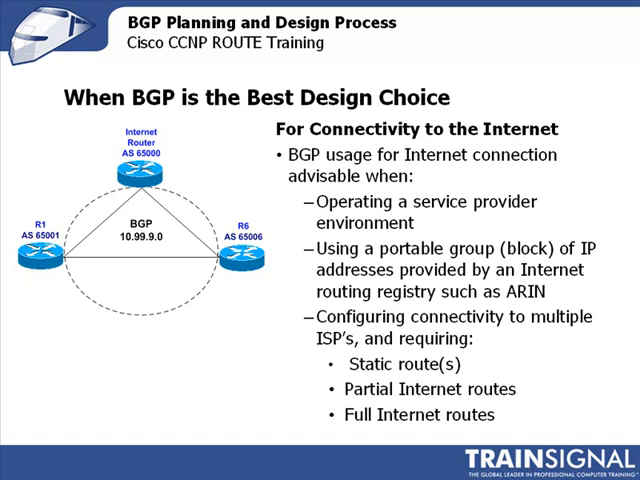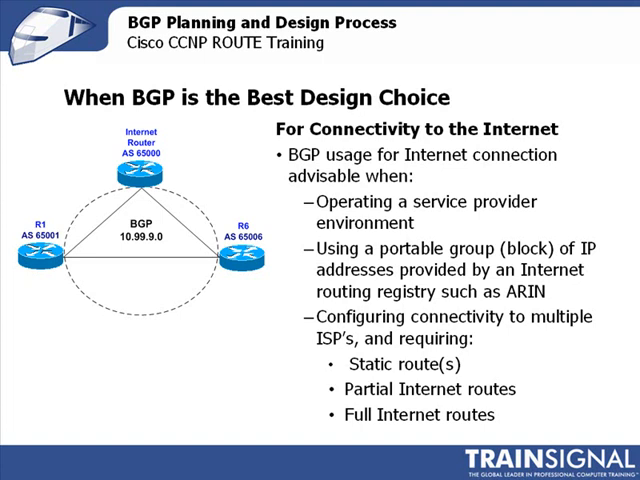However, BGP is advisable for internet connectivity under these following conditions. If you're operating a service provider environment, with not necessarily the size of an AT&T or a Verizon, but if you have a multiple internet connection service provider type environment, you need to use BGP. Another situation is you have what's called a portable group or portable block of IP addresses, which you have obtained from an internet routing registry. For instance, ARIN, the American Registry for Internet Numbers, has allocated to your organization a block of static IPs that belong to you, that you have essentially leased.